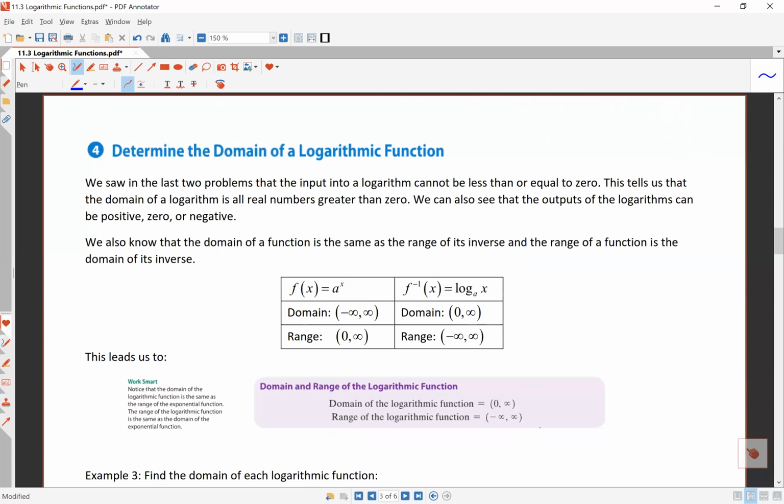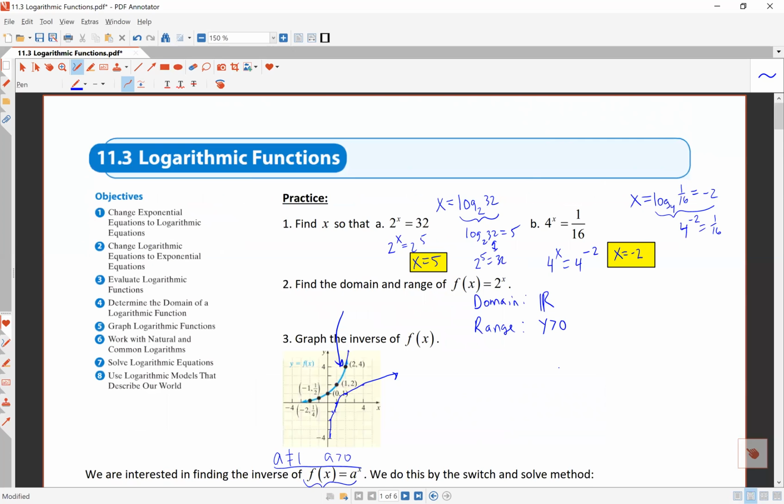Now, from the graph that we just did, we know that the domain of the function 2 to the x is all real numbers and range is greater than 0. And when we looked at the inverse function, which is the log base 2 of x, we know these get swapped so that the range is all real numbers and the domain is x greater than 0.